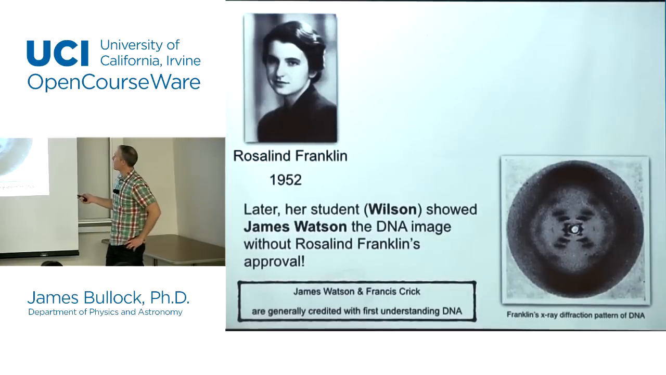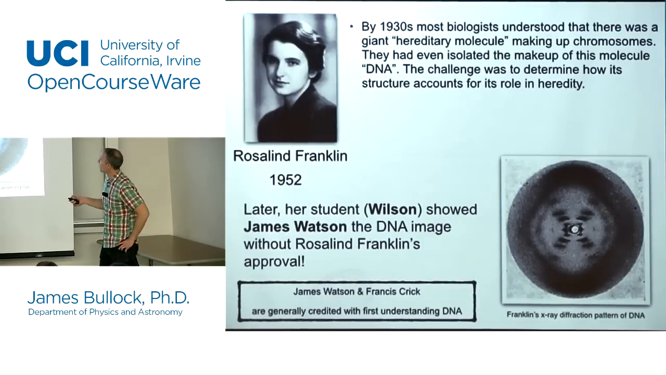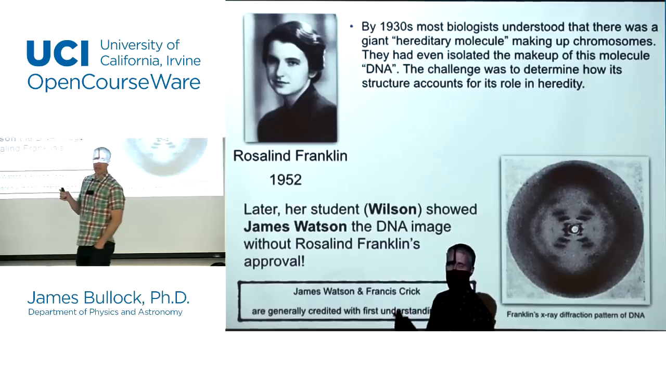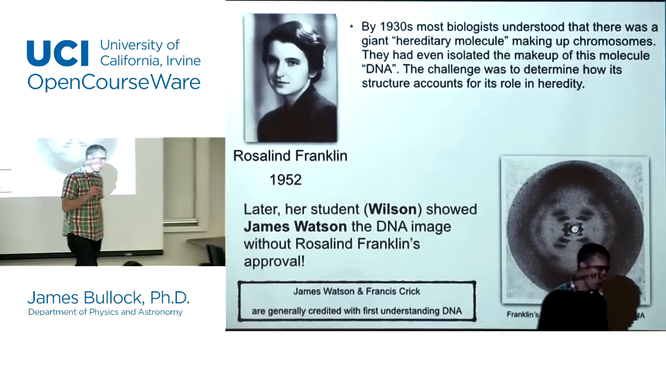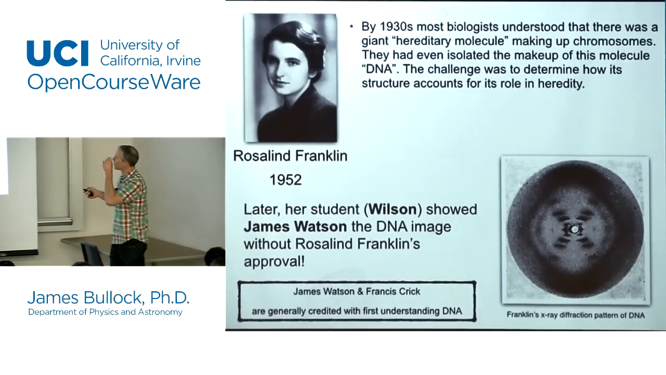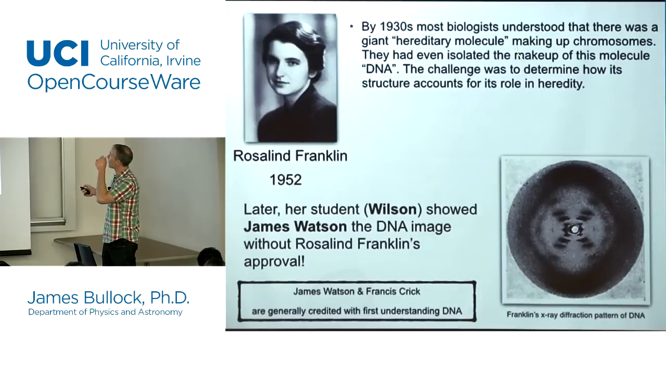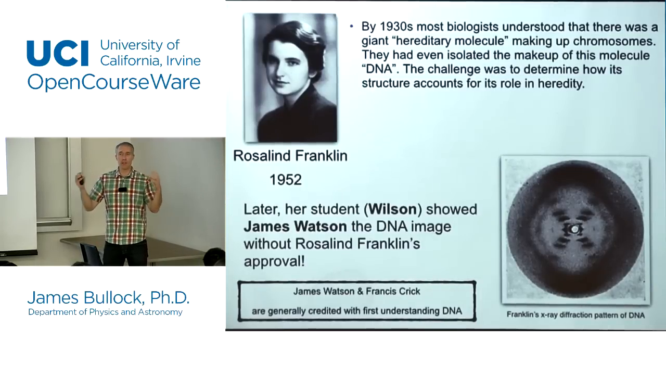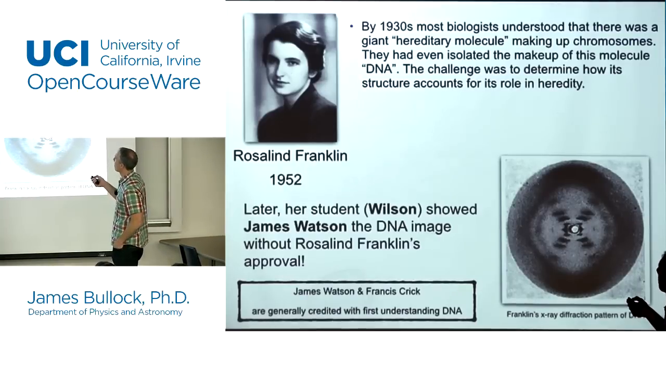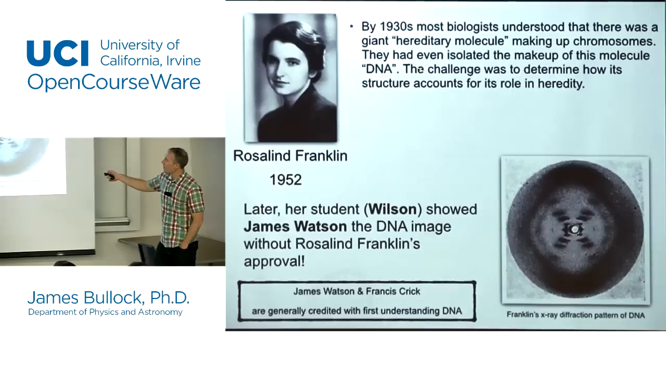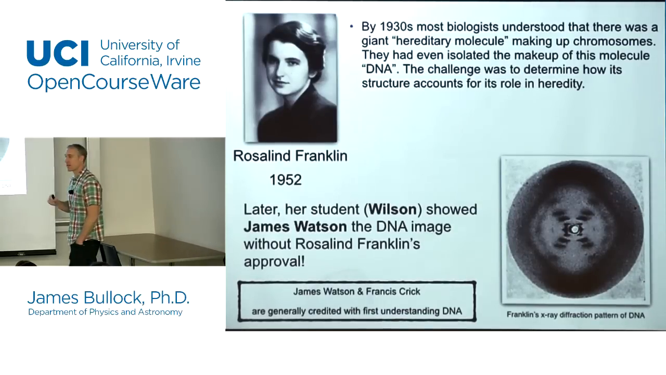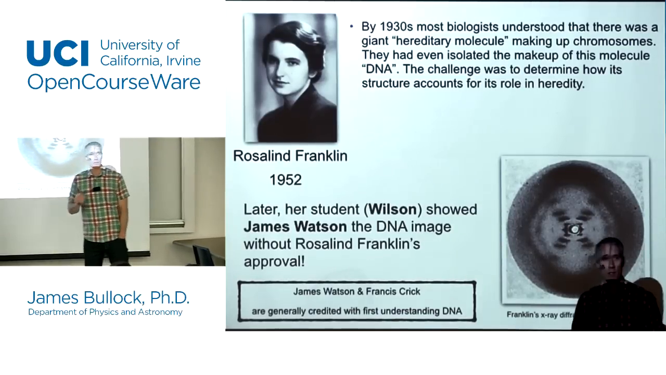So if you moved on into the 1930s, most biologists at this point had begun to understand that there were molecules making up these chromosomes that were the hereditary molecule. That is, there was some kind of giant hereditary molecule that carried the information of heredity. And in fact, they knew what this thing was made of, and it was already basically DNA, deoxyribonucleic acid. They understood that it was in there.